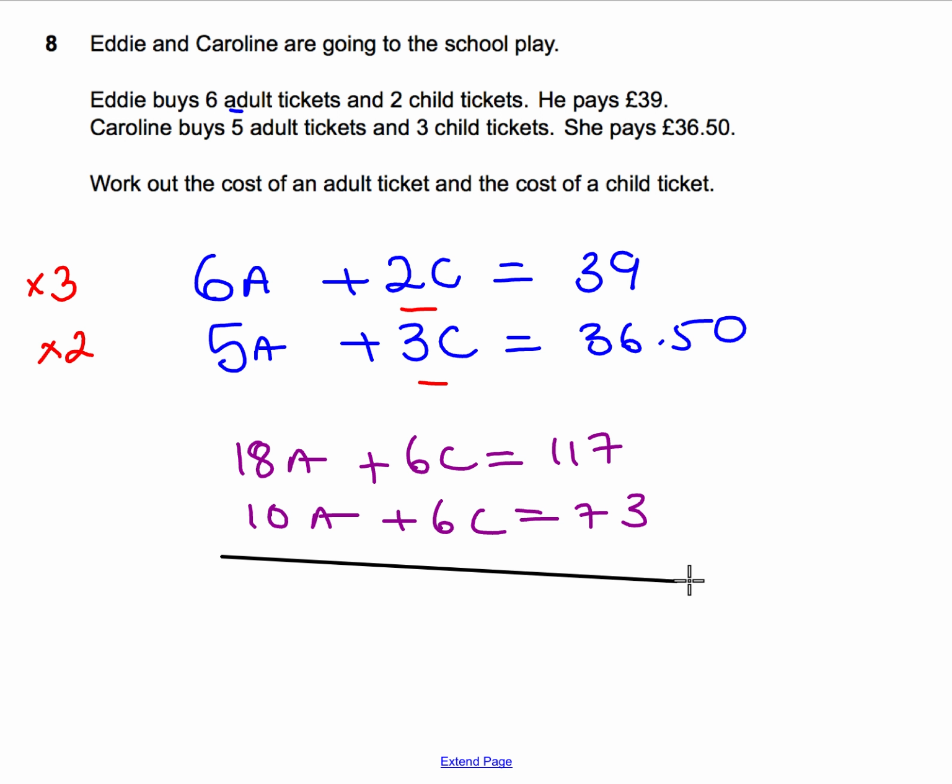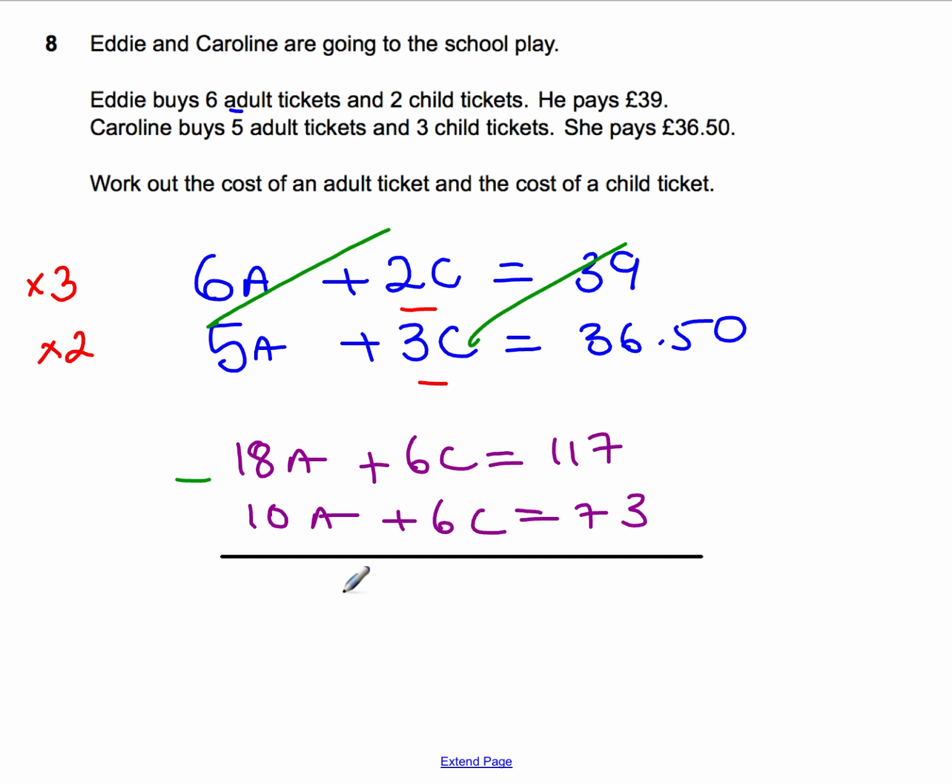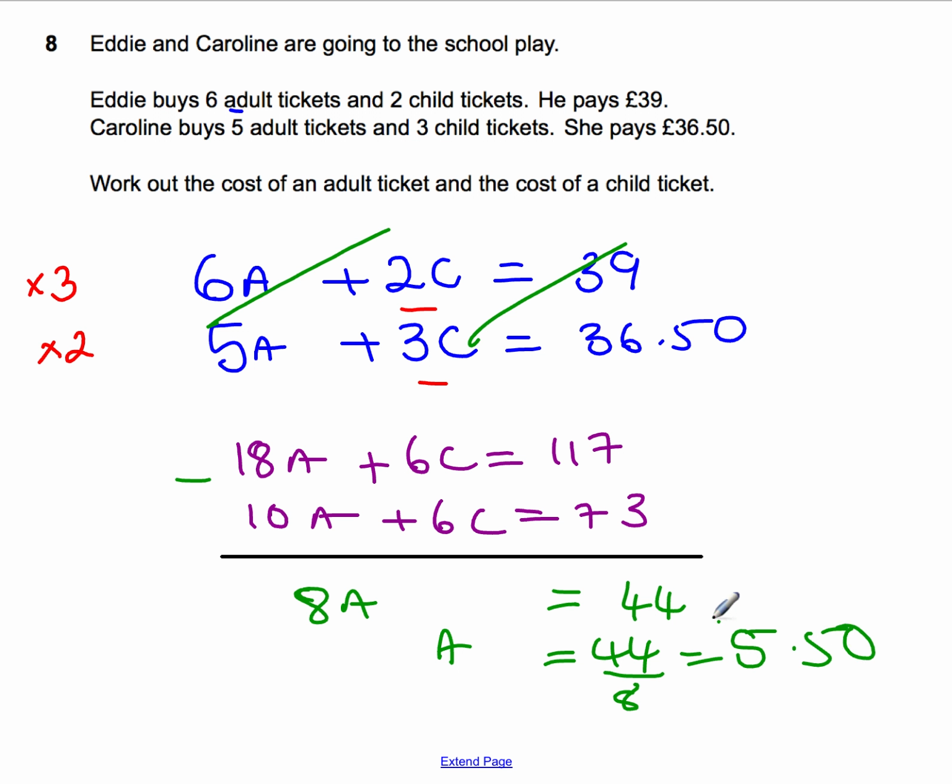Okay, right, so what I will then do is subtract my equations. So therefore I don't need these equations anymore. I'm going to subtract them, and what I am left over with is 8a, the c's disappear, and 44. So an adult ticket equals 44 divided by 8, which equals £5.50. Okay, so this is a 6-mark question. Now you know the price of an adult ticket. Okay, so how do we work out the cost of a child's ticket?